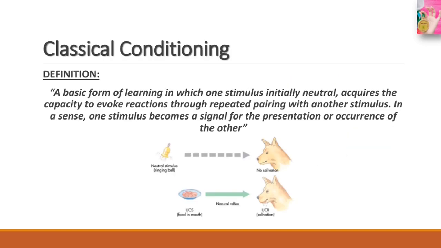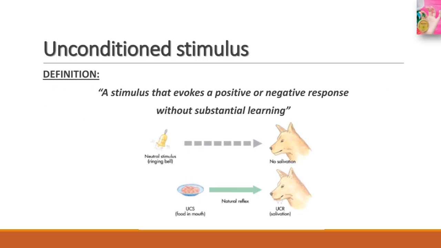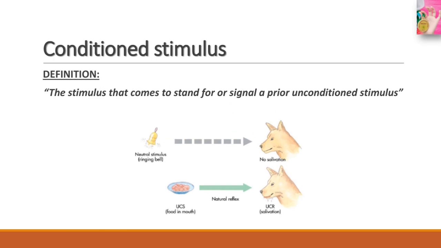Classical conditioning is a basic form of learning in which one stimulus, initially neutral, acquires the capacity to evoke reactions through repeated pairing with another stimulus. In a sense, one stimulus becomes a signal for the occurrence of the other. The unconditioned stimulus is a stimulus that evokes a positive or negative response without substantial learning. Keep in mind, it is without substantial learning. Now, the conditioned stimulus is the stimulus that comes to stand for a signal prior to the unconditioned stimulus.